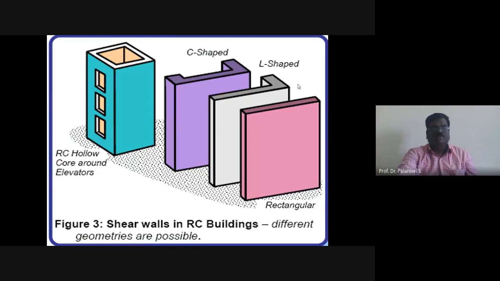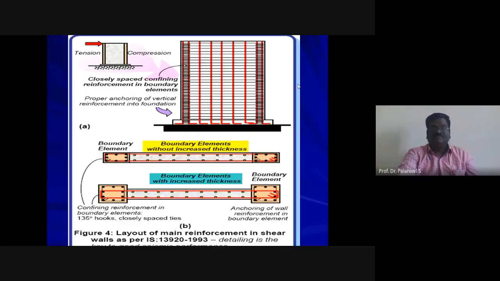Hollow core and around the elevator also. The lift core you are putting over the lift can also act as a shear wall. RC hollow core around the elevators.